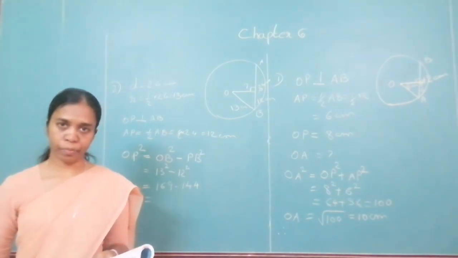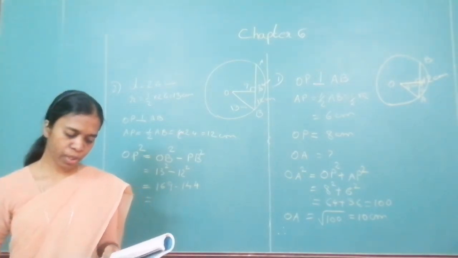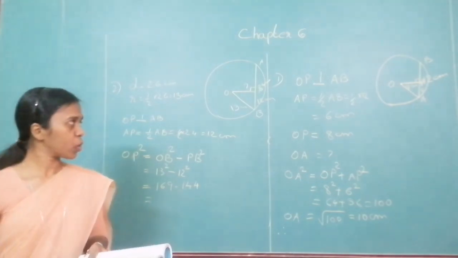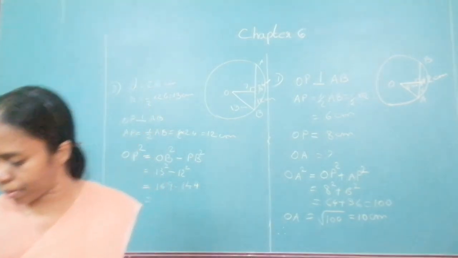Question number 3. Radius of a circle is 34. So you are given the radius.